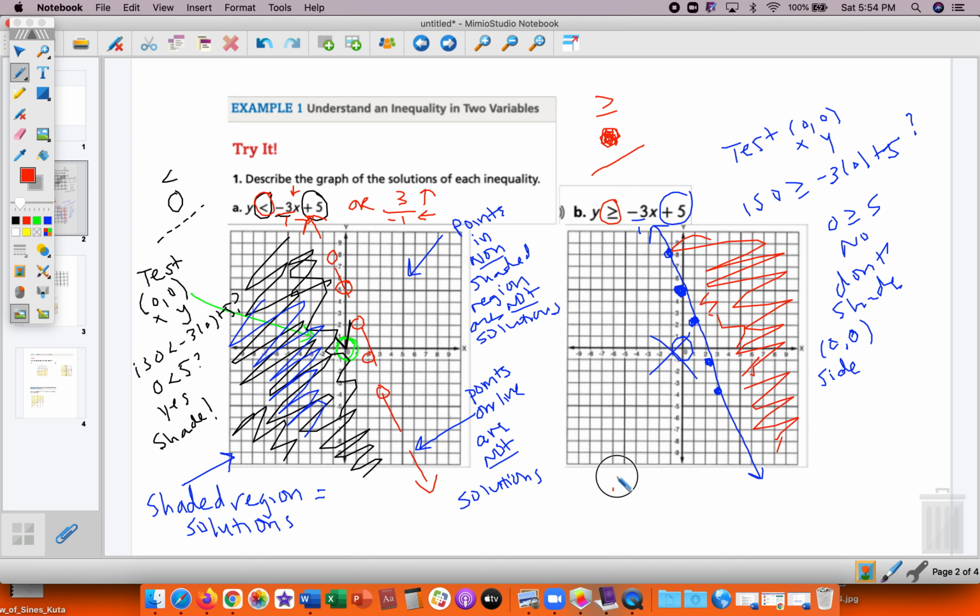And remember, the non-shaded side shows no solutions. So we have no solutions in that region where I'm pointing. We have solutions in the shaded region. And this time, all of the points on the bound on the line are solutions. That's because it's a closed line, so we're including all of the ordered pairs on that line. The remainder of the problems will be in the next video.